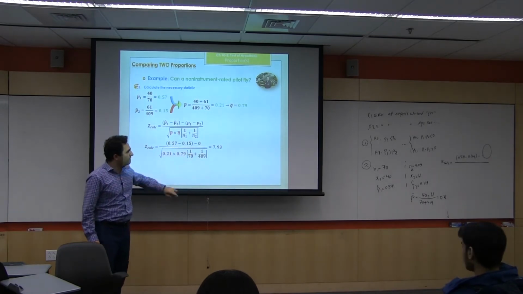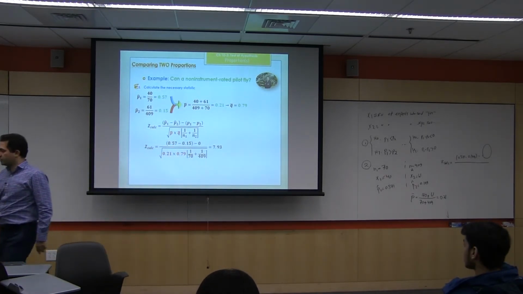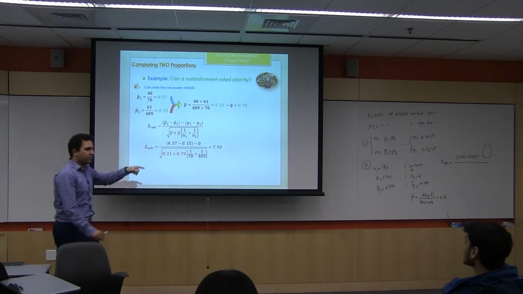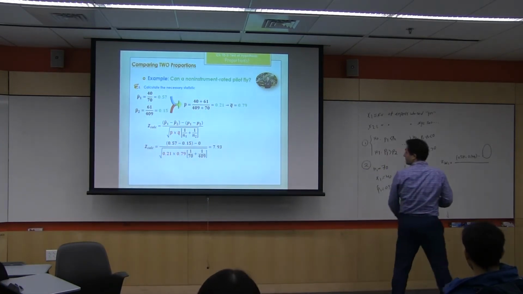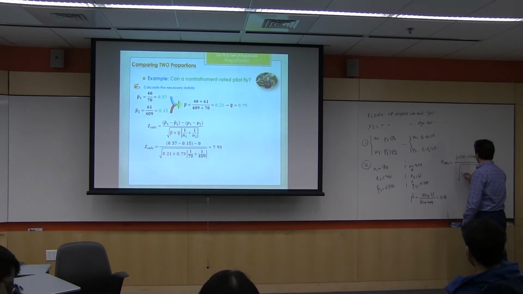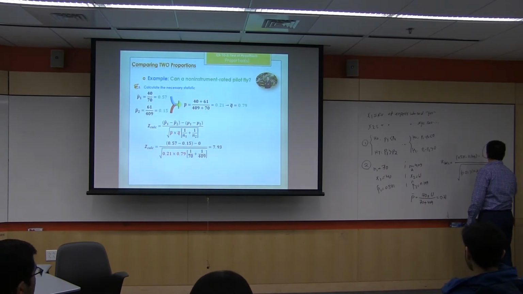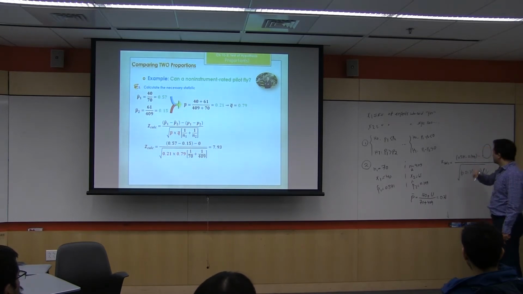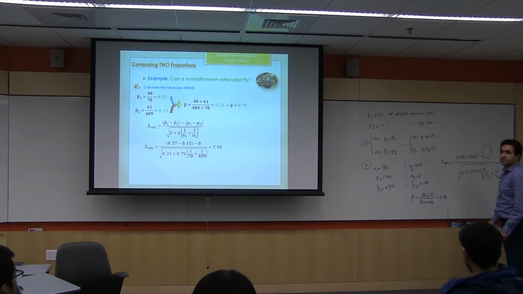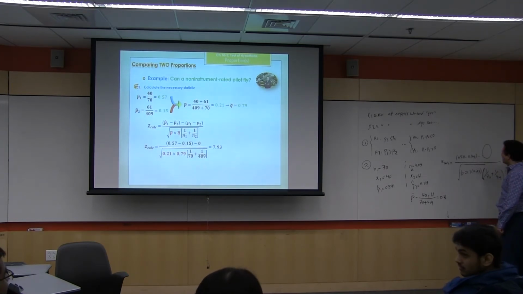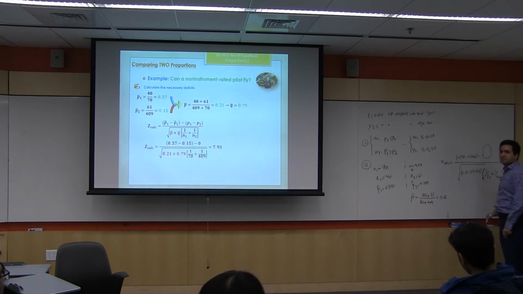0.57 minus 0.15. Let me complete my solution on this, because I have 3 decimals in here. The square root of 0.21 times 0.79 multiplied by 1 over 70 plus 1 over 409. You get the z-calc of 7.93. I can accept it.